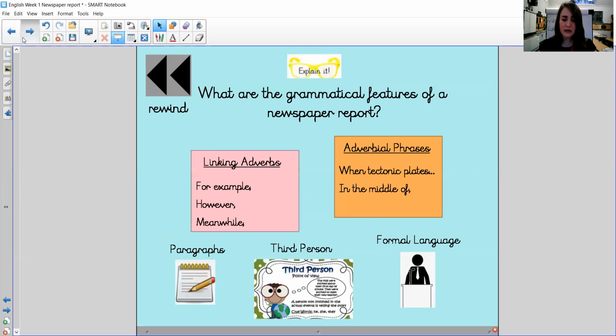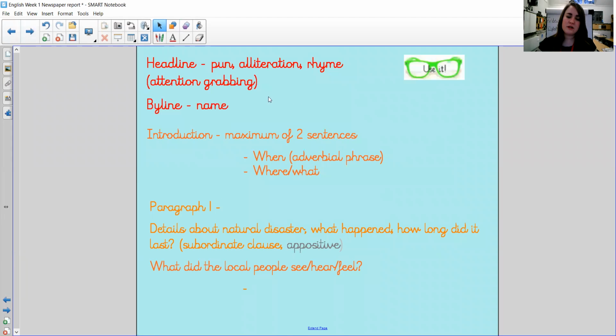So yesterday, you should have got as far as writing your headline, your byline, and your introduction of 2 sentences. Your 2 sentences for your introduction, if I skip back to this part here, should be what happened and where. So I talked about an earthquake happening in Italy. You could talk about a volcano that has erupted. You could talk about a tsunami that happened. Entirely up to you. You can make it up. One natural disaster that has happened in a particular place.